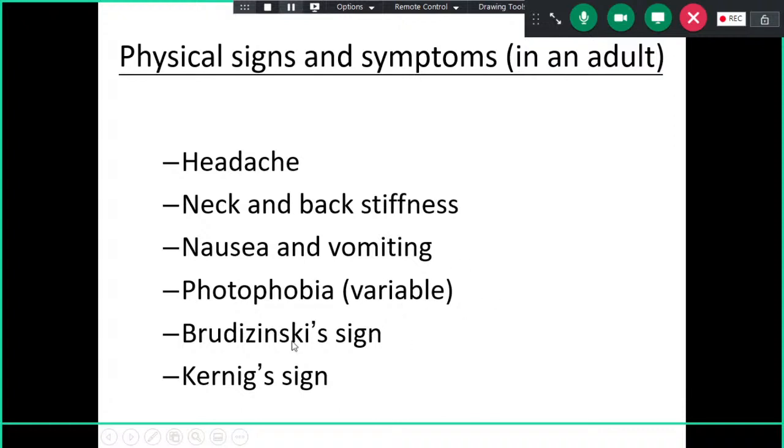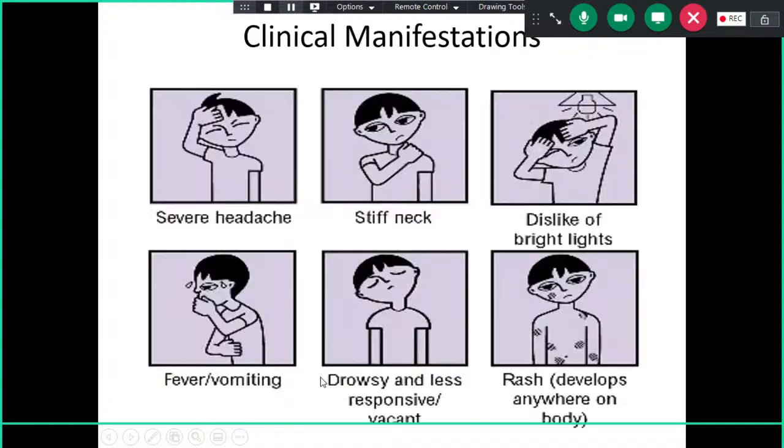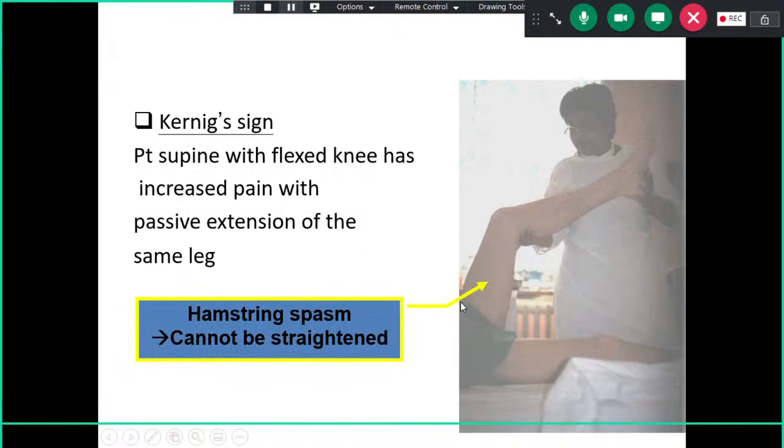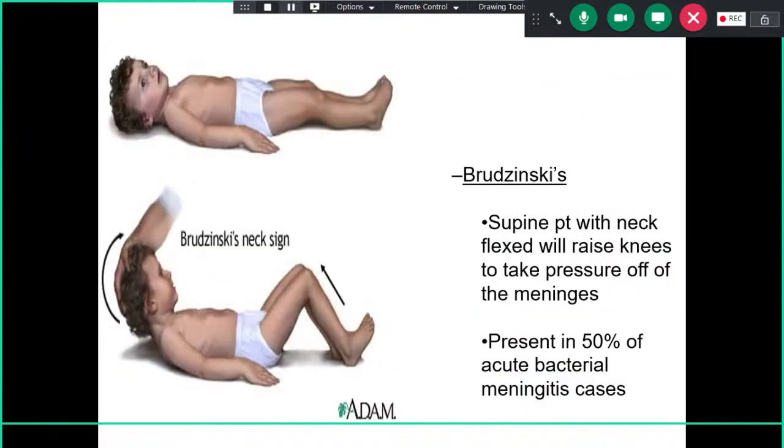photophobia, and Brudzinski and Kernig signs are positive. So you have severe headache, stiff neck, dislike for bright light, fever, vomiting, and drowsiness. All these signs and symptoms during a pandemic or an outbreak should warn that this individual may be suffering from acute bacterial meningitis. Kernig sign, and this is Brudzinski sign.